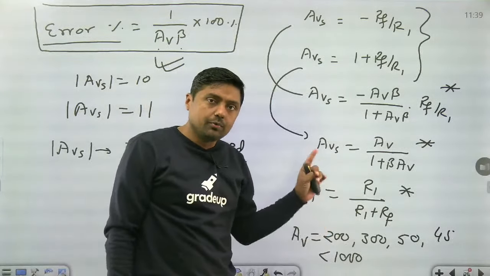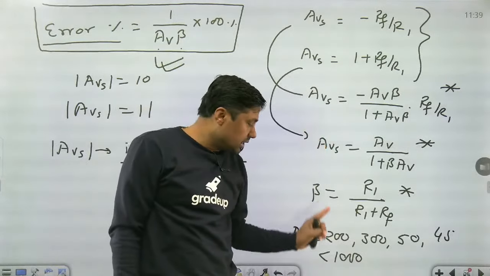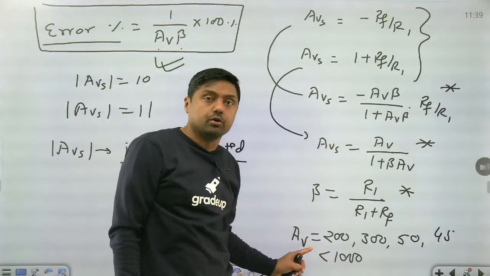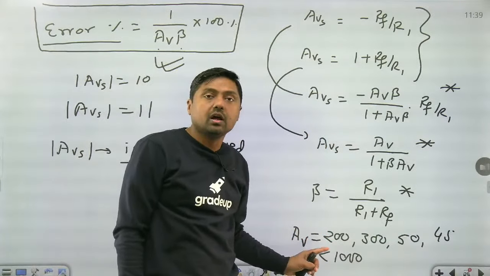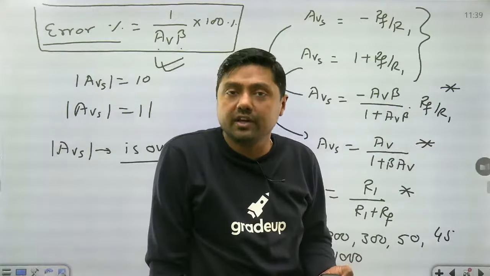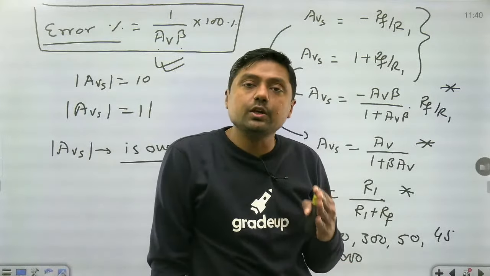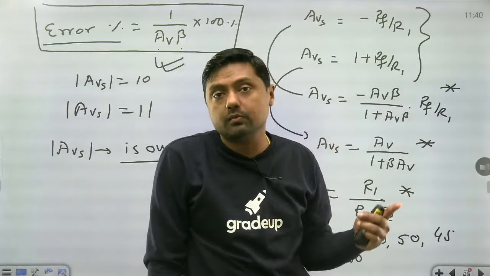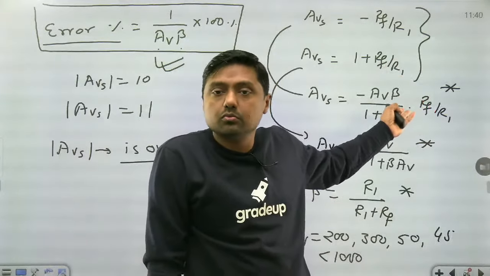Is it clear? When to use it and when not to use it? When the gain is less than 1000, use the open loop gain of the operational amplifier. Otherwise, if nothing is given, you have to take AV equal to infinite. If AV is given as 10 to the power 6, again use the approximate formula. Don't worry about that.